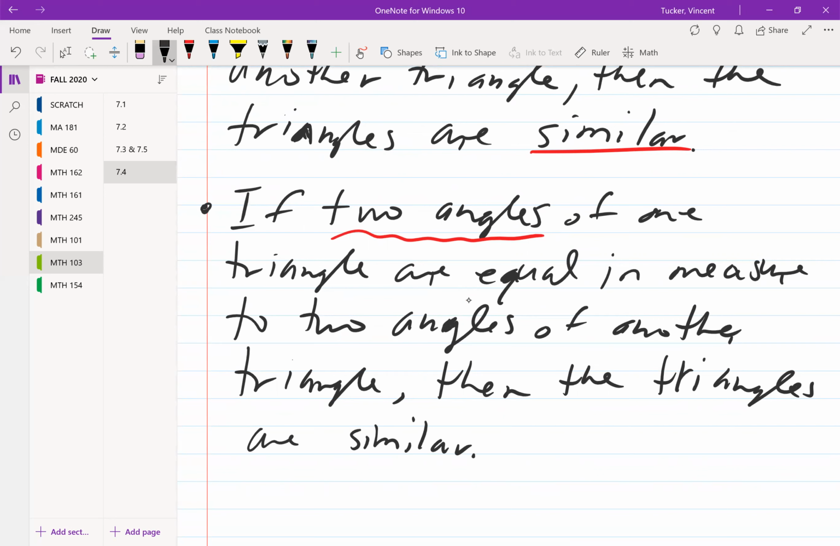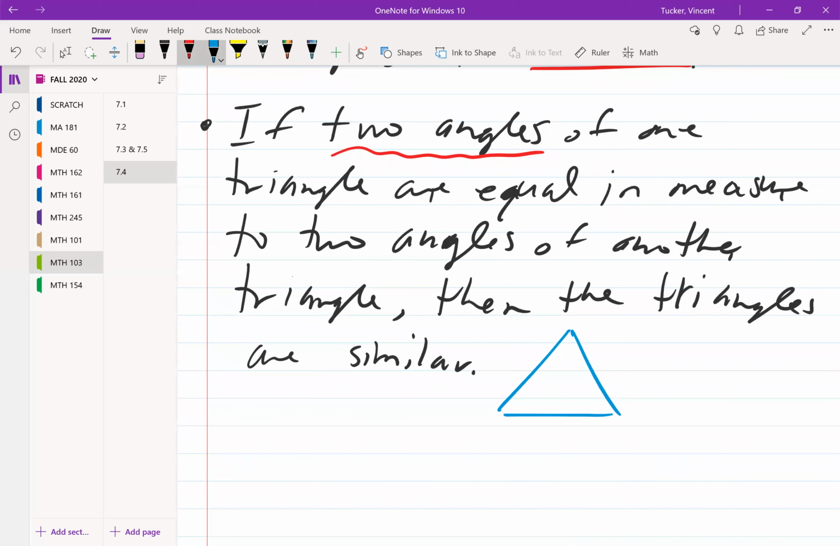All right, so then they give you another way of looking at it, saying that if at least two angles of one triangle are equal in measure to two angles of another triangle, then the triangles are similar. And that is because if you look at two different triangles, I guess I use green for the other one. Let's say you know that this one is equal to this one. Let's do one slash. This one is equal to this one. Then you know that these two would also have to be the same.